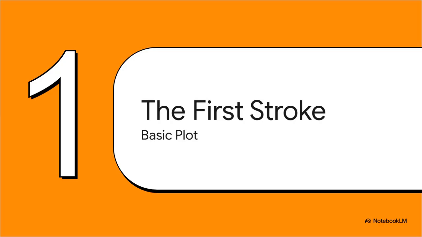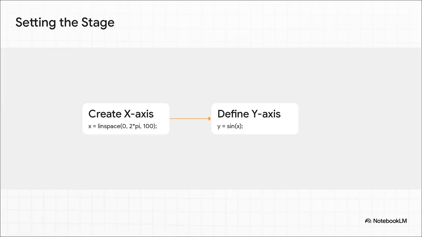So, where do we even begin? Well, every masterpiece starts with a single brushstroke. For us, that very first stroke is creating the most fundamental version of our plot. Let's do it. Before any artist can paint, they need their materials, right? For us, that means creating our data. First up, we've got to define our x-axis. That linspace command gives us 100 perfectly spaced points between 0 and 2 pi. And that's the secret to getting a really nice, smooth curve.